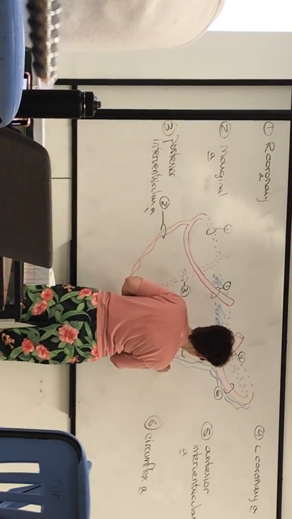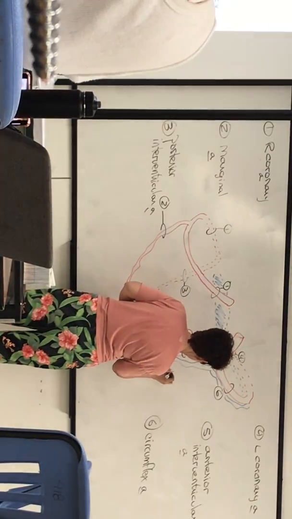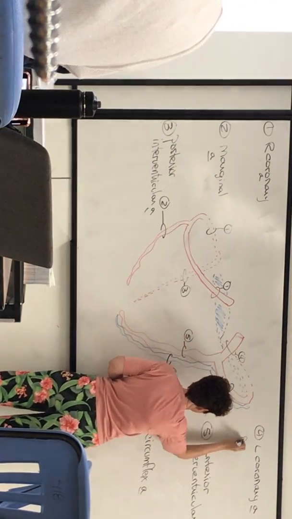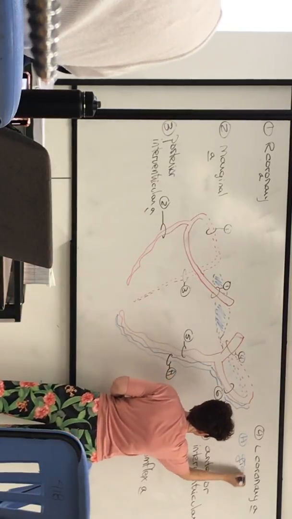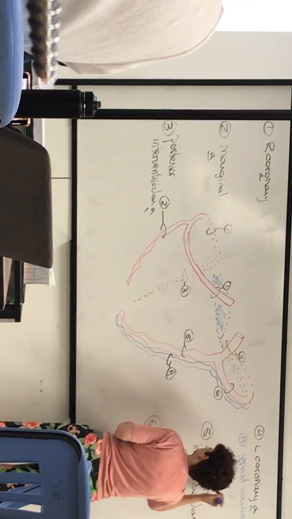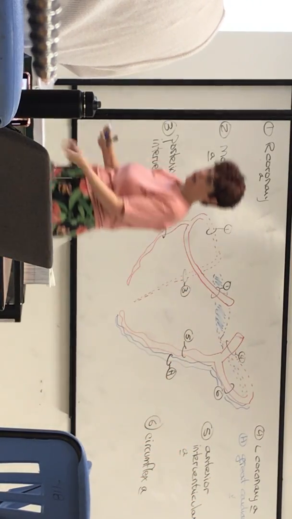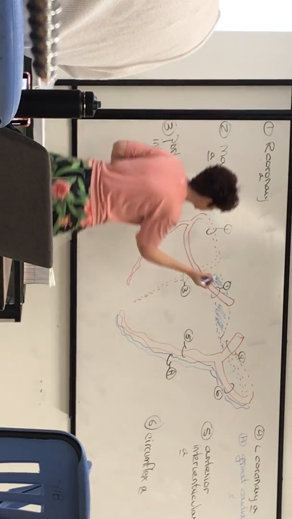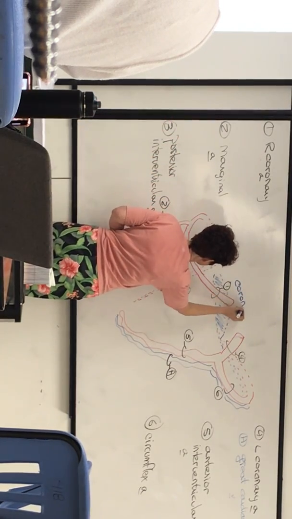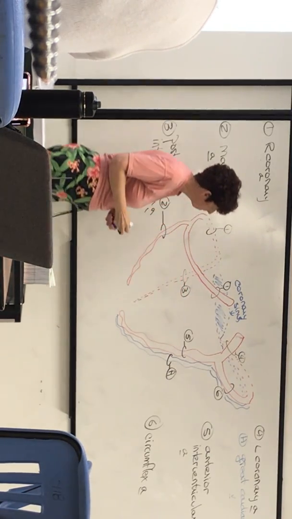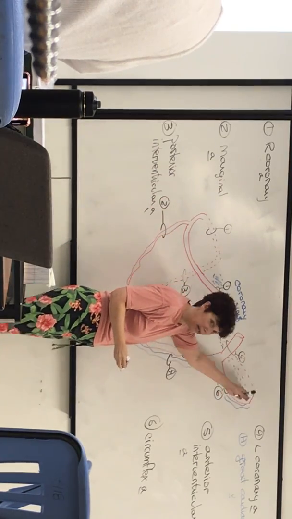So, and just put letters for these. So this would be the great cardiac vein. And it's forming the coronary sinus. All of this would be great cardiac vein.